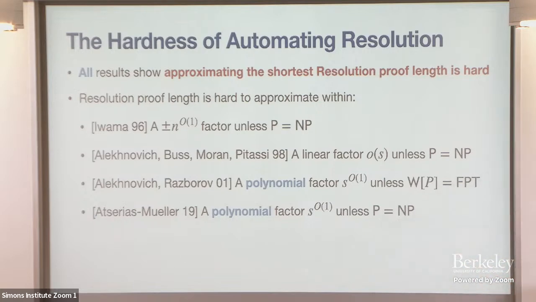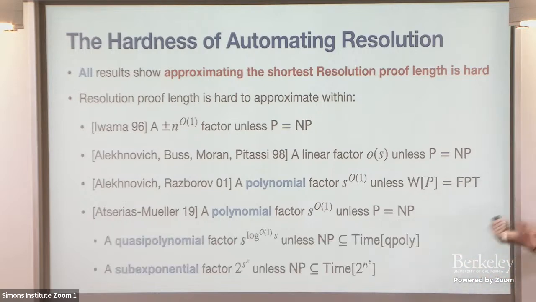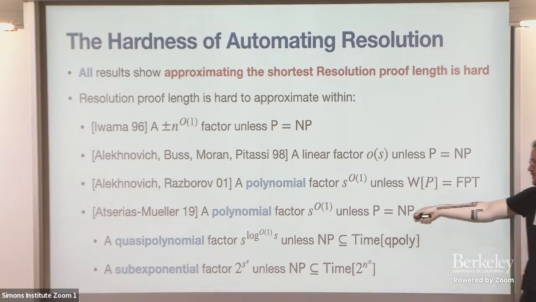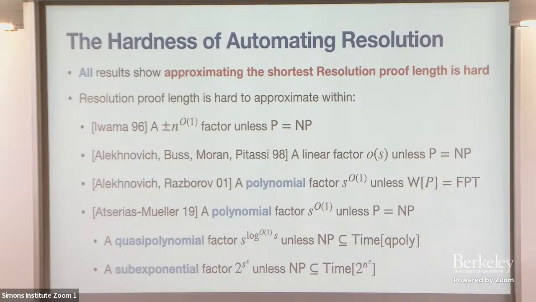And the nice thing about the Atserias-Müller proof is that it sort of relaxes smoothly. If you want to approximate within a quasi-polynomial factor, well, then that'll imply that NP is in quasi-polynomial time. If you want to approximate the proof length within a sub-exponential factor, well, then that'll tell you that NP is in sub-exponential time. So it's actually kind of a smooth transition here. Does that make sense?